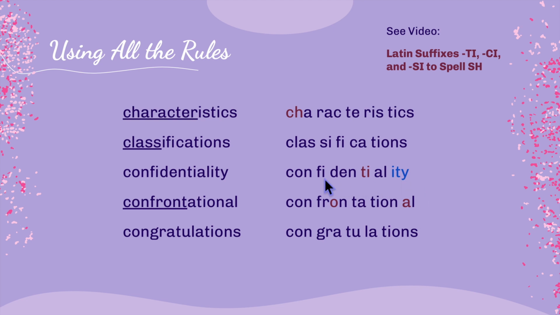Confidentiality. Well, that doesn't sound right, so let's switch this long I to a short I. Confidentiality. Well, that's close, but one thing you need to note is that when we divide between an I and another vowel, the I usually has a long E sound. So let's switch from a long I to a long E here, and remember that this T is going to say sh. Confidentiality. There we go.